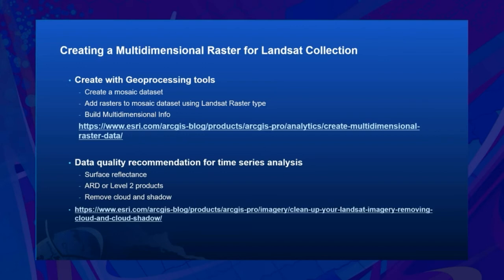Another thing I like to mention is the data quality. For time series imagery analysis, the radiometric consistency across the whole time series is important. So I recommend Landsat ARD, analysis ready data, or Landsat collection level 2 data, where you can use surface reflectance product. And also it comes with a QA band, which you can use to mask out the cloud and shadows. For that, I also have a link to a blog which shows the detailed steps.